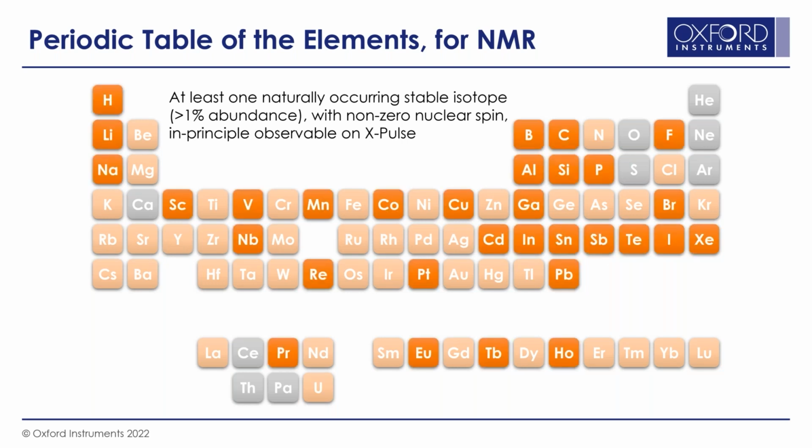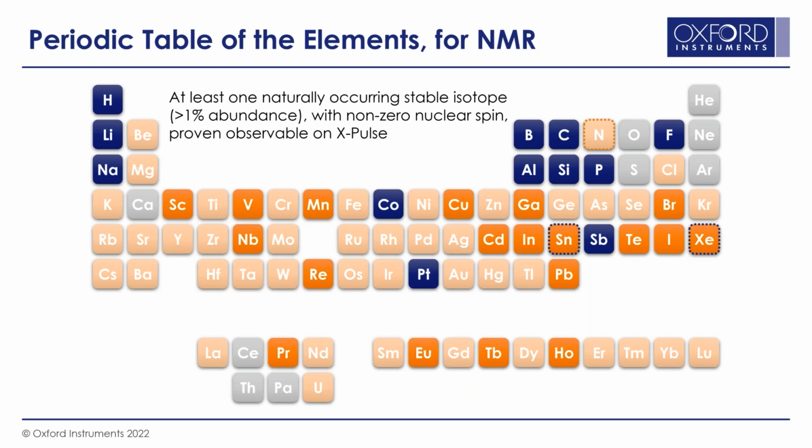In the case of the X-Pulse, in its standard hardware configuration, we can observe at least one isotope for 31 of these elements, shown here in orange. Of these elements, those which we have demonstrated as observable on the standard production X-Pulse, many of which we will discuss today, are shown in dark blue. These include hydrogen-1, i.e. the proton, carbon-13, fluorine-19, phosphorus-31, and silicon-29.